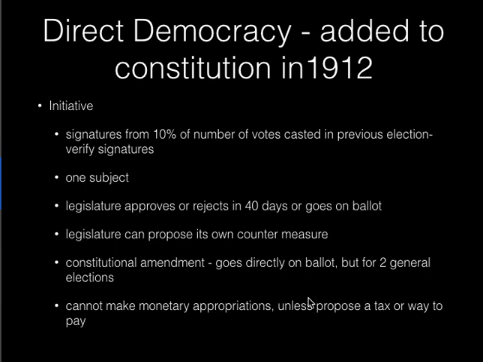And then also, it has to show monetary appropriations. It has to show how it's going to be paid for. So you can't just put any initiative on the ballot and not give how you're going to pay for it. So it has to either be a tax or some way to pay for whatever you're proposing.